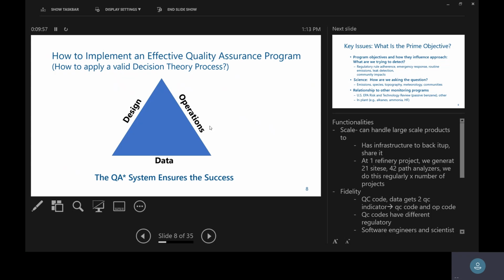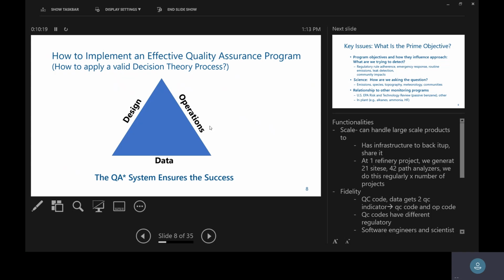I put a little star there because if you look in the quality assurance literature, there are quality management systems and there are quality assurance systems. Ultimately, the grander term, the bigger term, is quality management. And then under that, you have quality assurance, which is various procedures, and quality control, which is looking at individual data streams.